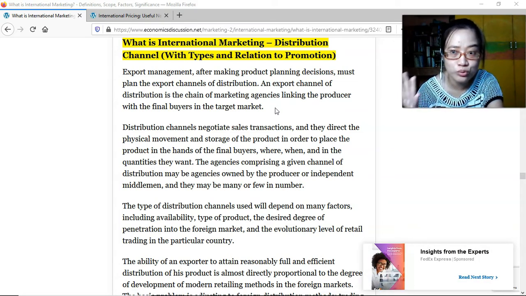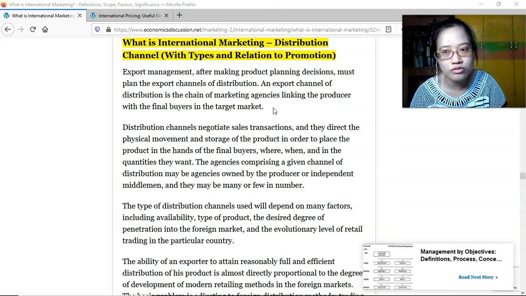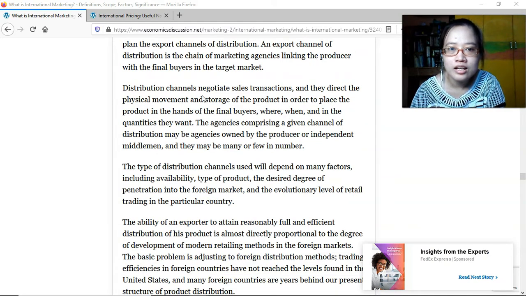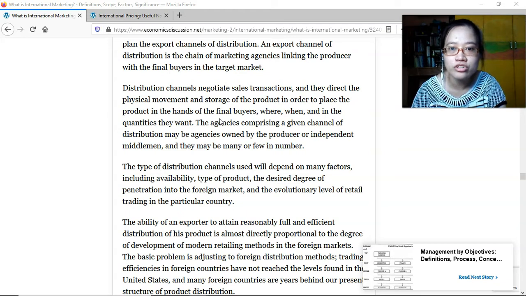So again, this is another reason why prices go up, because of the middleman from the producer to the buyer, the distribution channel. So it's important to find a distribution agency or distribution company that would provide quality service at lower prices as well. Distribution channels negotiate sales transactions, and they direct the physical movement and storage of the product in order to place the product in the hands of the final buyers, where, when, and in the quantities they want.